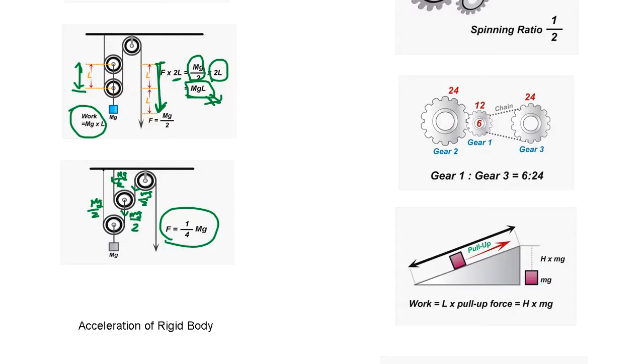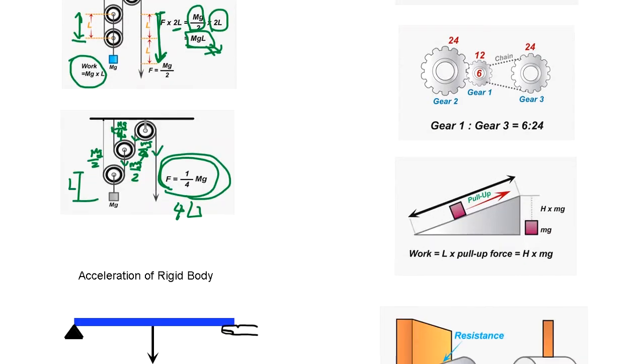This is quarter, half of the half mg. So that's what we got here. So what's happened to move this up by distance L? You have to pull this rope by 4L, right?